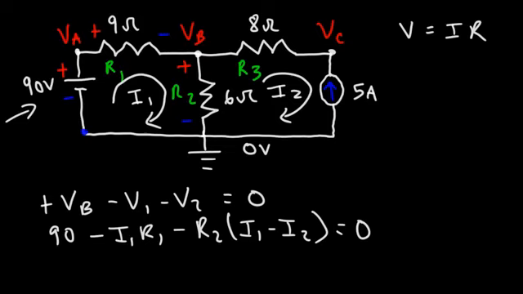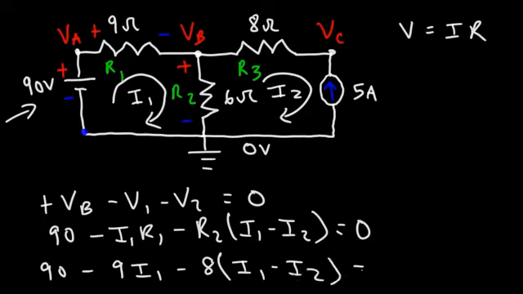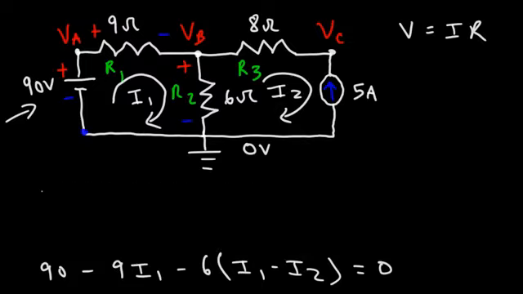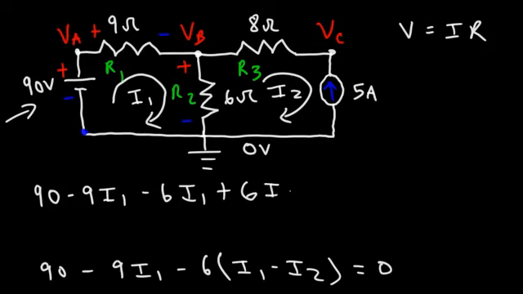So now let's simplify what we have. We don't know the value of I1, but we know that R1 is 9 ohms. So this is going to be 9 times I1. R2 is 8 ohms. Actually, I take that back. R2 is not 8 ohms, but it's 6 ohms. So let's correct that mistake. Now let's distribute the 6. So we have 90 minus 9 times I1 minus 6 times I1 plus 6 times I2.